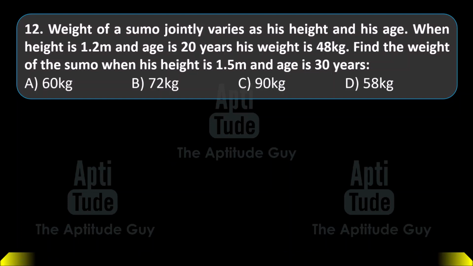Now, let me explain a little bit about proportionality. If at all I say A is directly proportional to B, what does this mean? Now, some of you might say this means that when A increases, then B also increases.